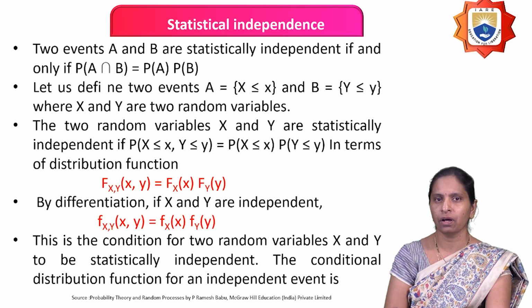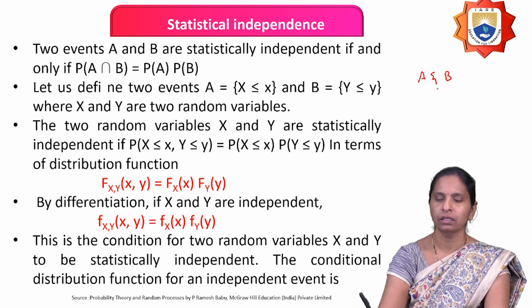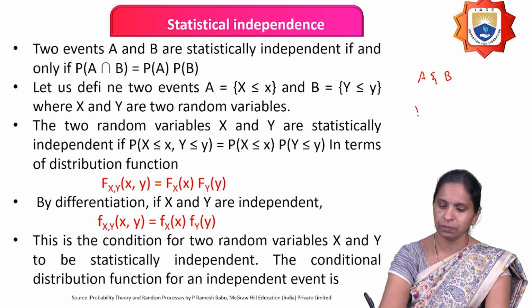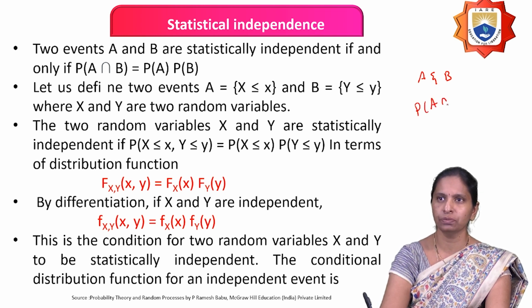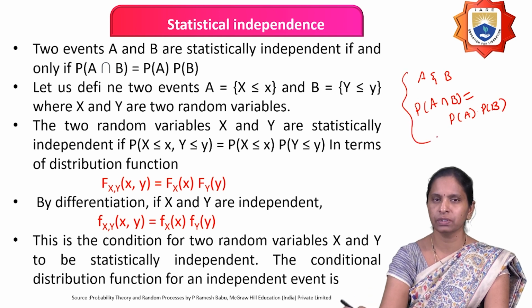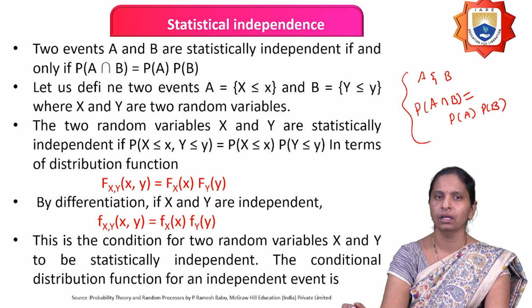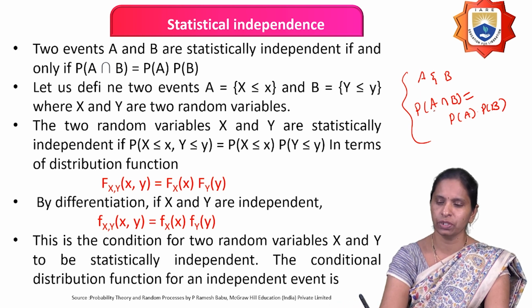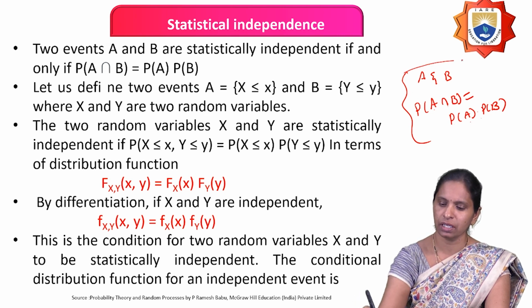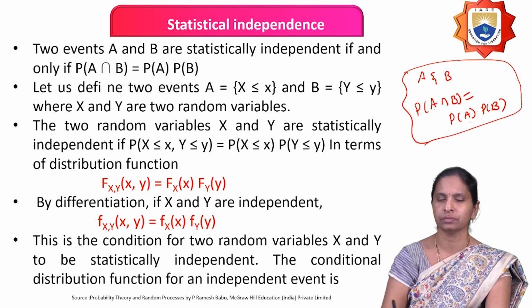In the previous lecture, we have already seen that two events A and B are said to be independent if and only if the probability of the intersection of these two events is equal to the product of the probabilities of the individual events. So what is the condition for two independent events A and B? The probability of A intersection B is equal to the probability of event A times the probability of event B. So this is the condition for independent events.